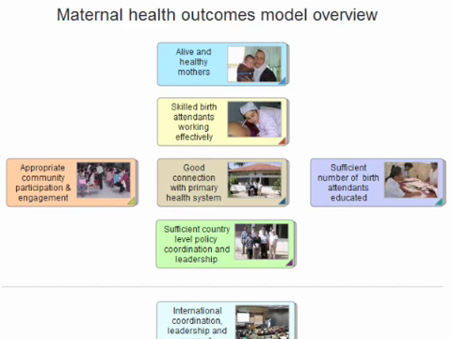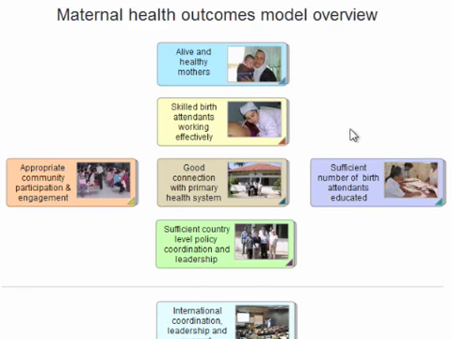How are we going to get that? On the next line of boxes: appropriate community participation, good connection with primary health system, sufficient number of birth attendants educated, sufficient country level policy, and lastly there's one there about international coordination.